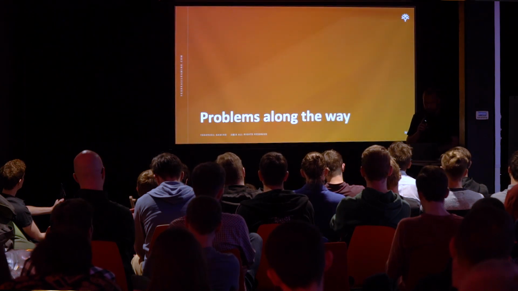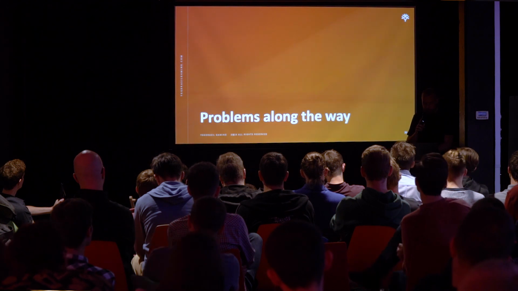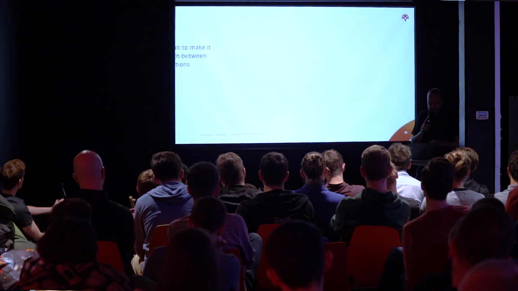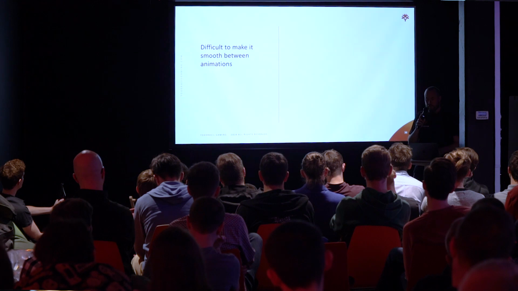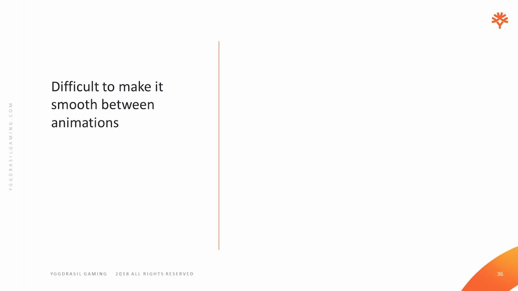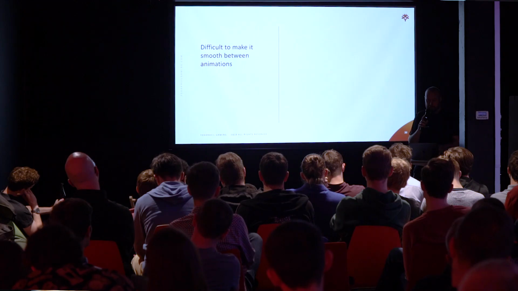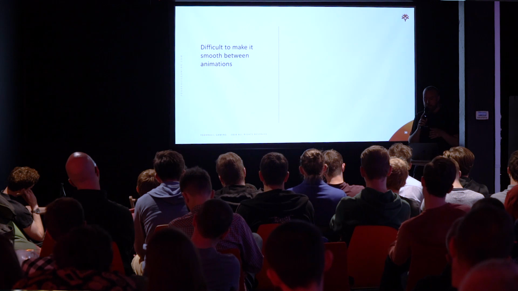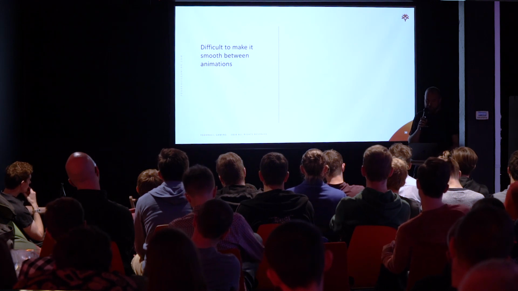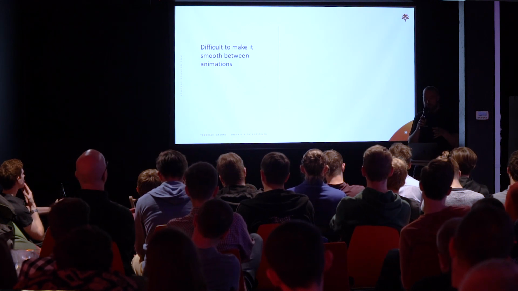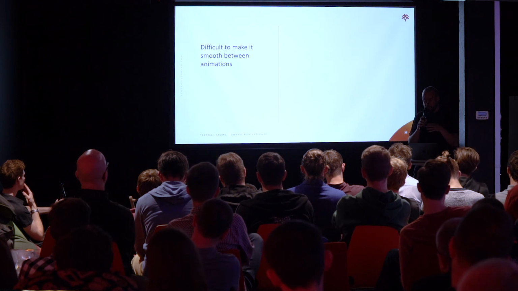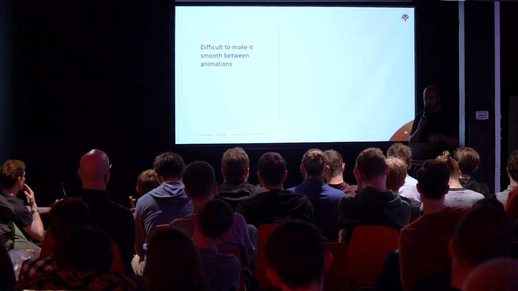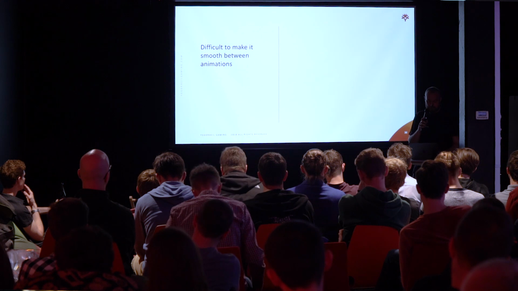We had some problems along the way also. One thing we struggled with was making the transition from one part to another really smooth. We didn't want it to be visible in any way that the track was made up of different parts. The animator had to position the vehicle at the end of the animation and the beginning of the next animation exactly at the same spot.